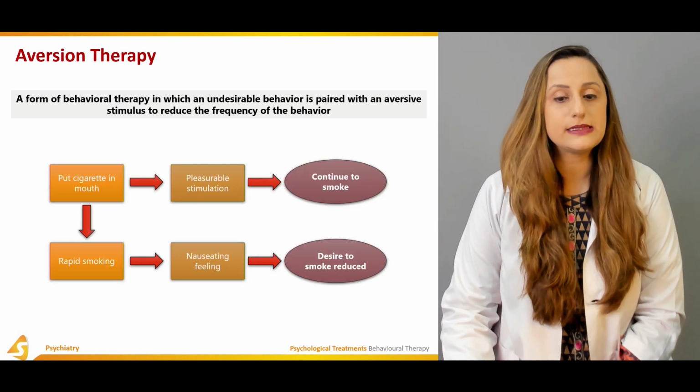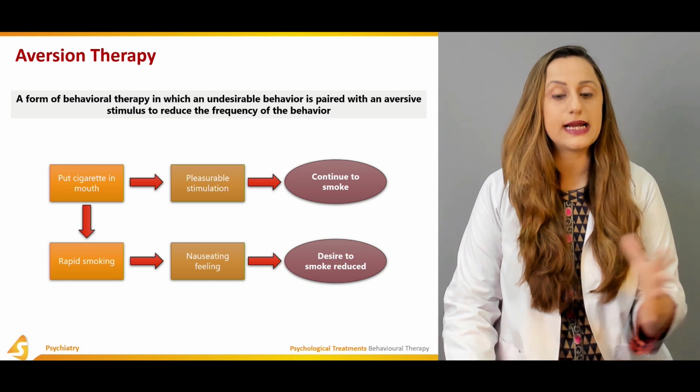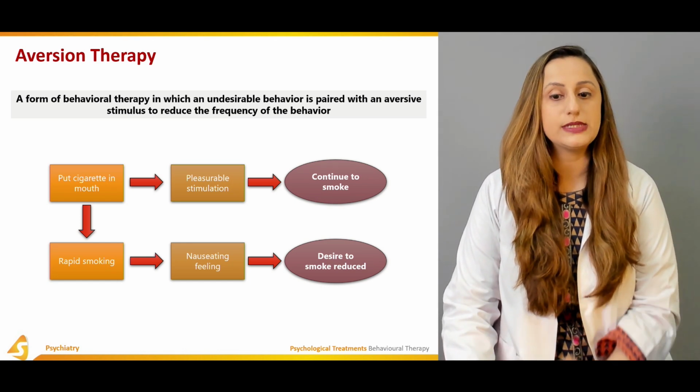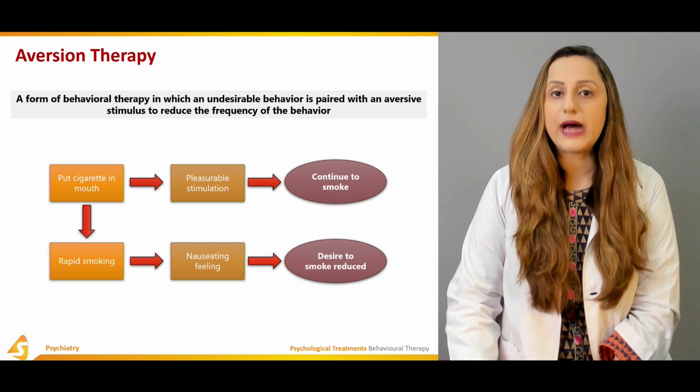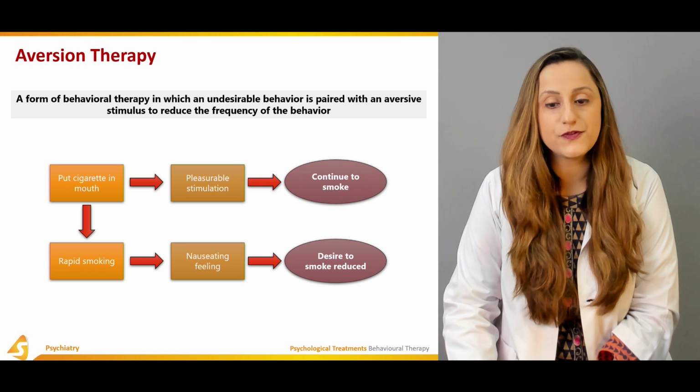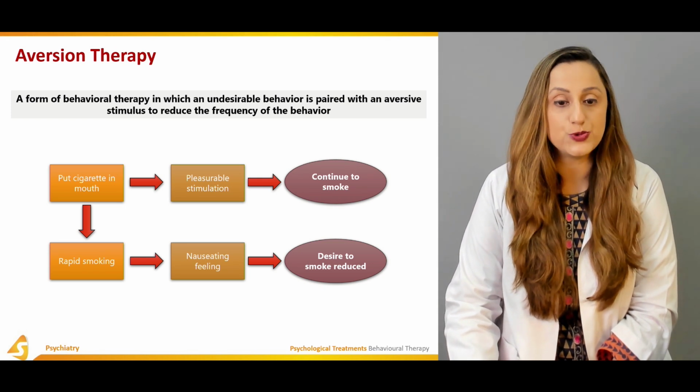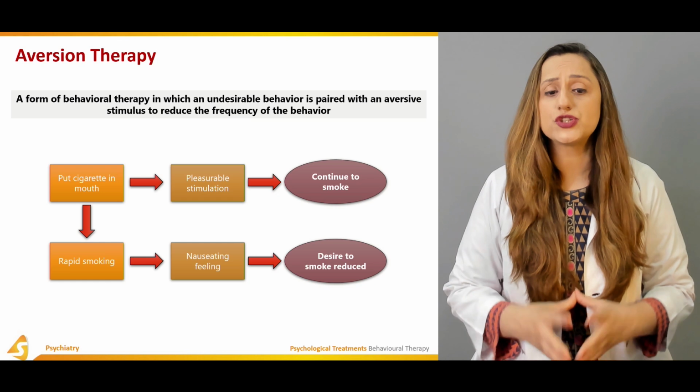Putting a cigarette in the mouth is basically coupled with a pleasurable stimulation, and so the person continues to smoke. Then we have the rapid smoking phenomenon, with a nauseating feeling, and the desire to smoke is reduced. So this is aversion therapy.